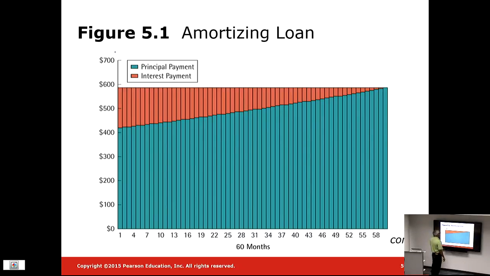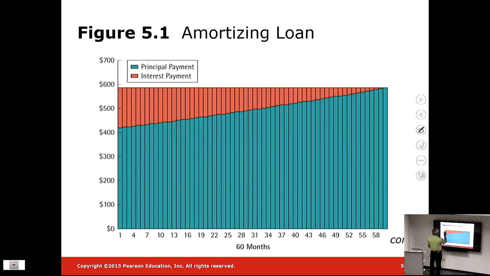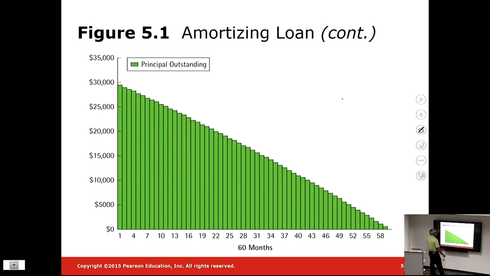When we start with the loan, based on this payment that we have, 590, the question is, as I pay down my loan every month, what portion of that payment is going towards interest and what portion is going towards my principal? In the initial months, most of it is going towards interest, and some of it is going towards principal. As you proceed through time, the interest payments begin to fall, and what you are paying off is mostly the principal. So the principal outstanding declines as you proceed through the loan term.